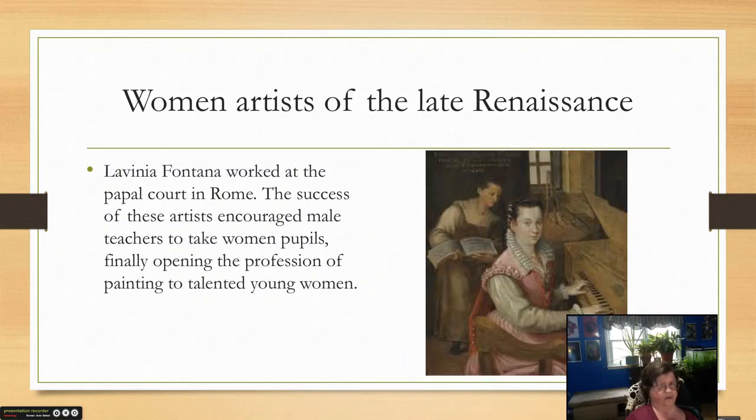Another portrait artist of the late Renaissance female was Lavinia Fontana, who worked in the courts. And again, these artists were encouraged by male teachers and opened up the profession of painting to women. And again, we see a portrait that's active and has movement rather than just looking like a mugshot.